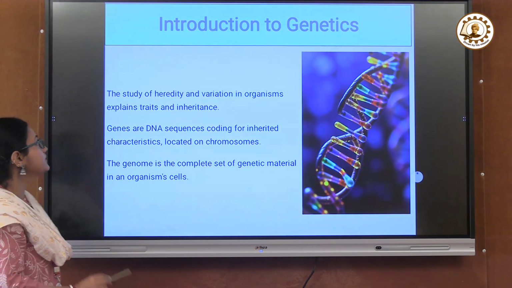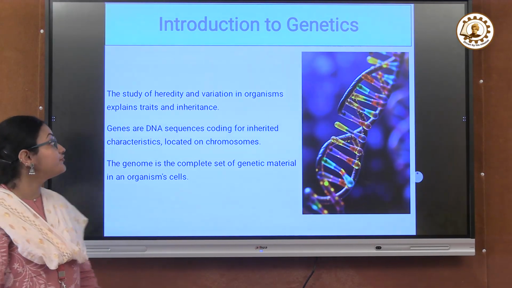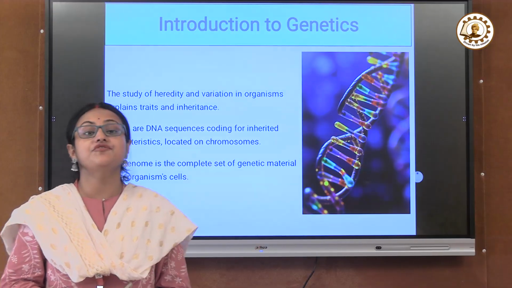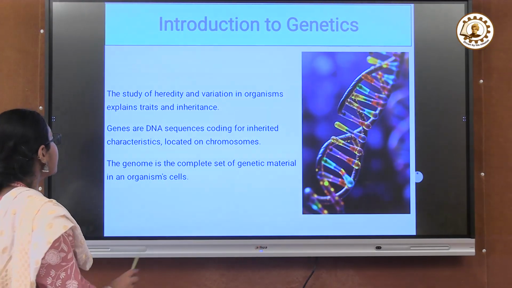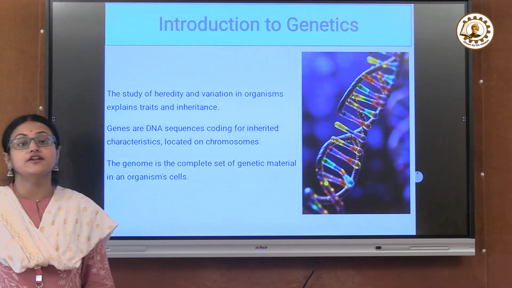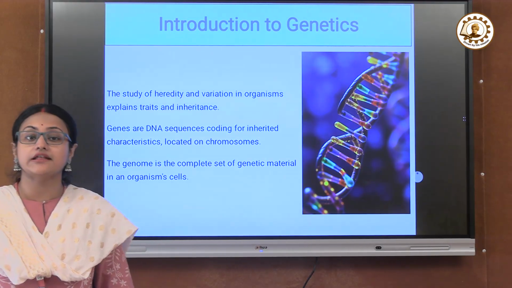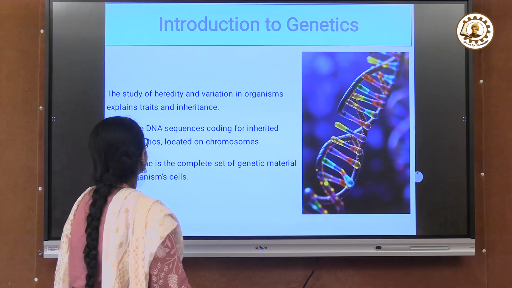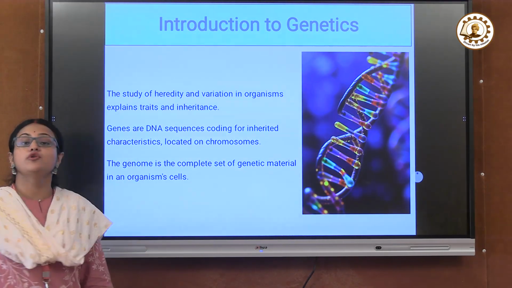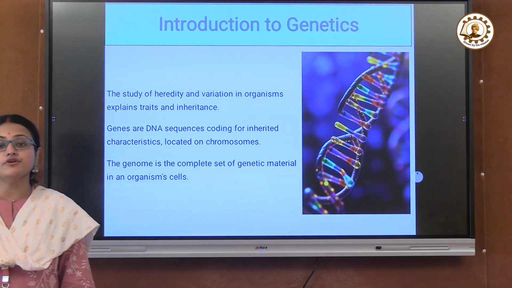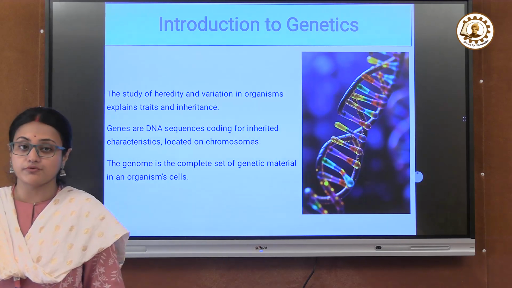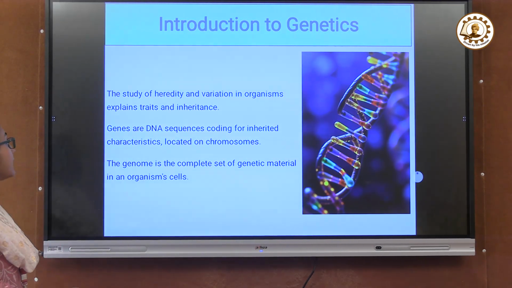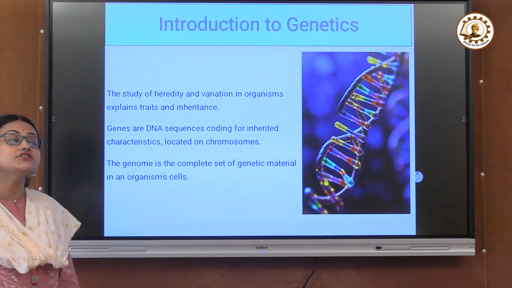Introduction to genetics. It is the study of heredity and variation in organisms, because we organisms have different genetic variations, and these variations occur due to changes in DNA, RNA and protein. The genes are the DNA sequences coding for inherited characteristics located in our chromosomes. We know that we have 23 pairs of chromosomes, where 22 pairs are autosomes and 1 pair is sex chromosomes. And the genome is the complete set of the genetic material.